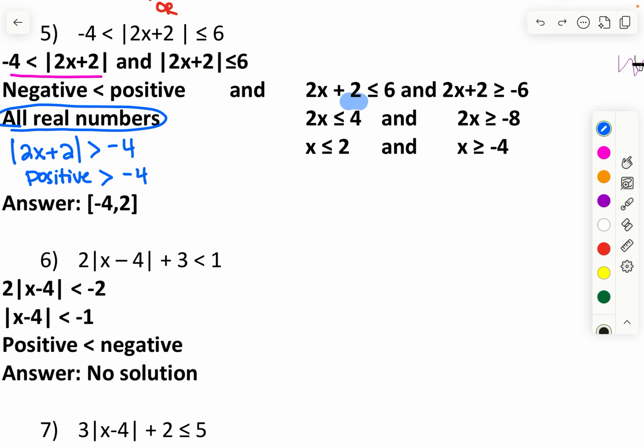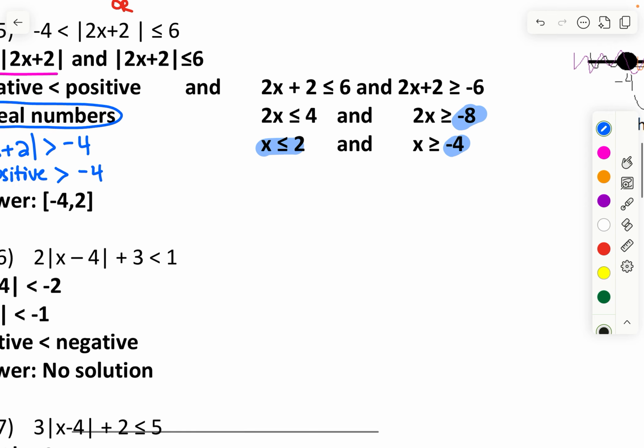So I'm going to subtract 2. 6 minus 2 is 4. Divide by 2. We get x is greater than or equal to 2. And 2x plus 2 is greater than or equal to negative 6. Subtract 2. Negative 6 minus 2 is negative 8. Divide by 2. X is greater than or equal to negative 4.